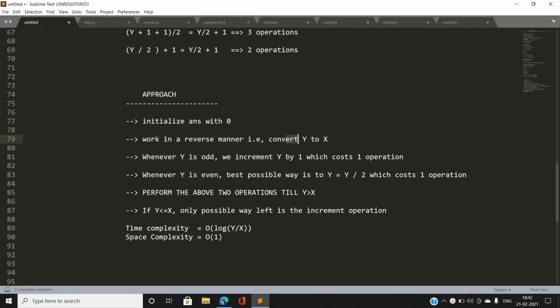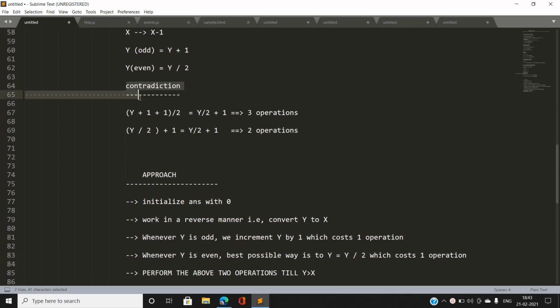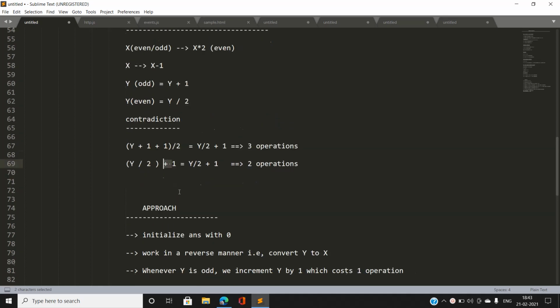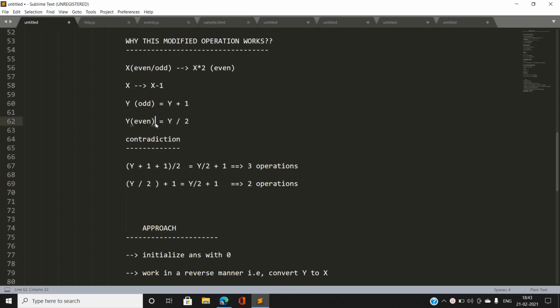Okay, so what are the operations? If y is going to be odd, I am going to increment my y by 1, which is the suitable operation here, that is our modified operation, which costs me a single operation. And if y is going to be even, the best possible way is to convert y to y by 2. Note that I have already proved why I am going to do y to y by 2. We can also increment y by 1 and then do the suitable operation again, but the best way for minimum cost would be, if y is going to be even, always divide y by 2.